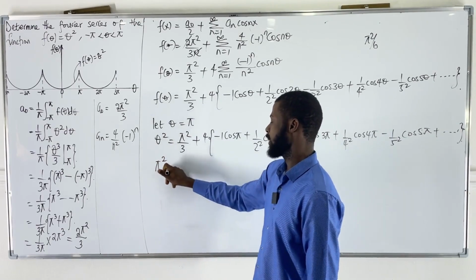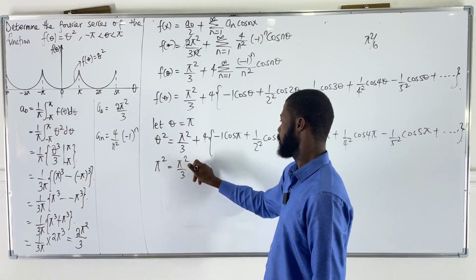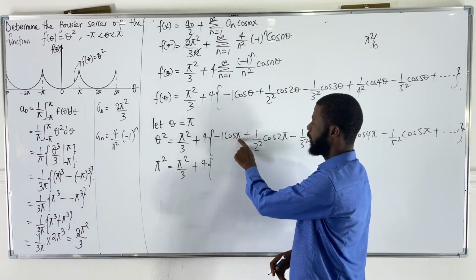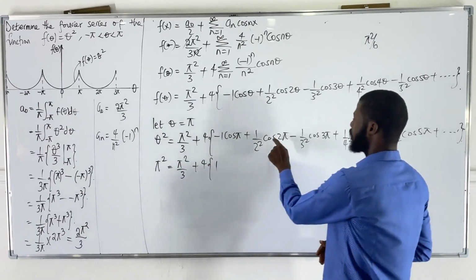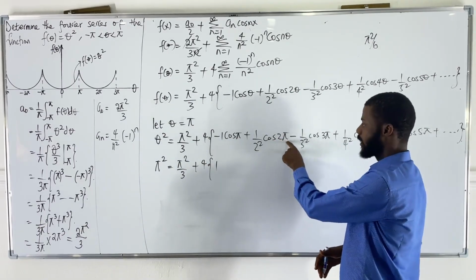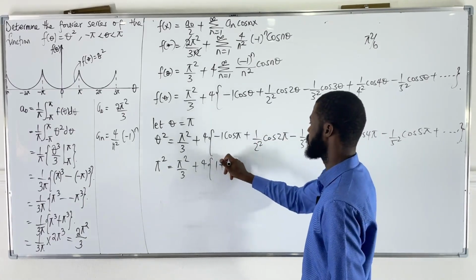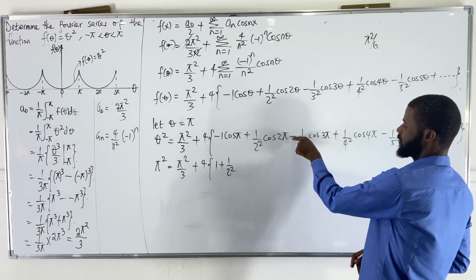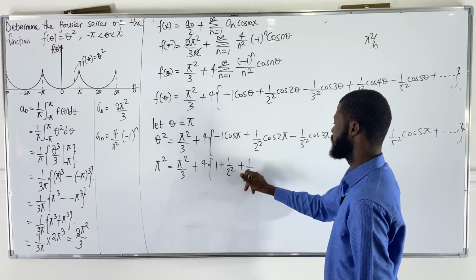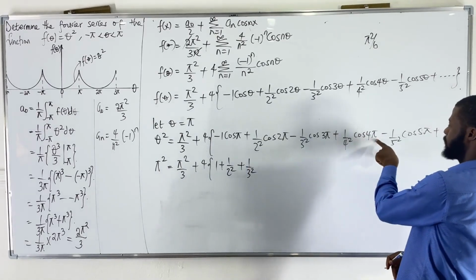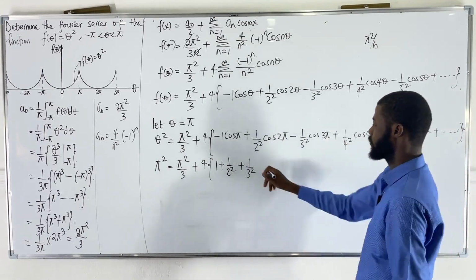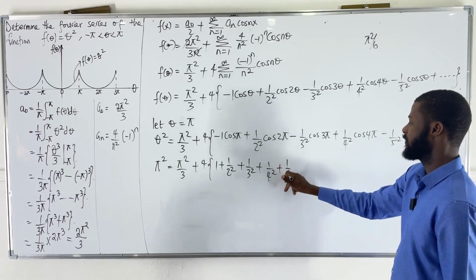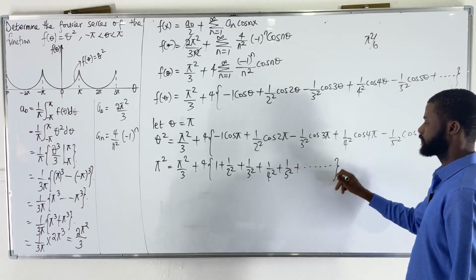Now, we said let theta be pi, so put the same pi here. So this will be pi squared equal to pi squared over 3 plus 4 into, now cosine of pi is negative, so it's minus 1. Minus 1 times minus 1 is plus. Cosine of 2 pi is 1. 1 times anything is that same thing, so this is plus 1 over 2 squared. Cosine of 3 pi is minus 1. Minus 1 times this minus will give me plus, so this is plus 1 over 3 squared. Cosine of 4 pi is plus 1. Plus 1 times this will give me plus 1 over 4 squared. This one will be plus 1 over 5 squared. And then just like that.